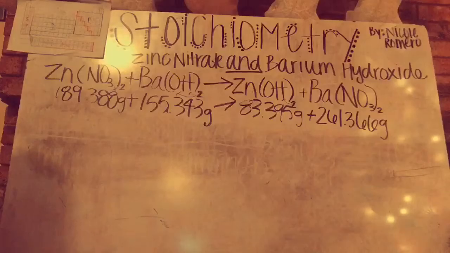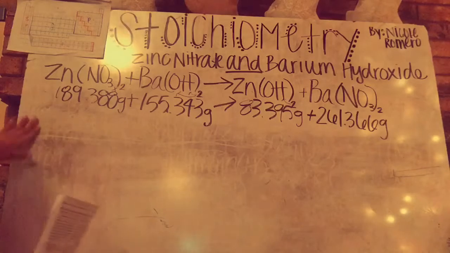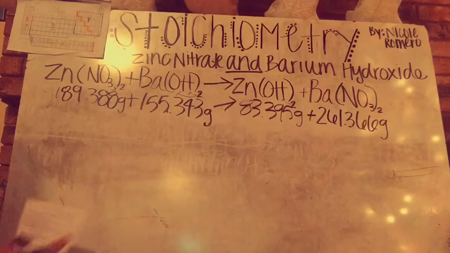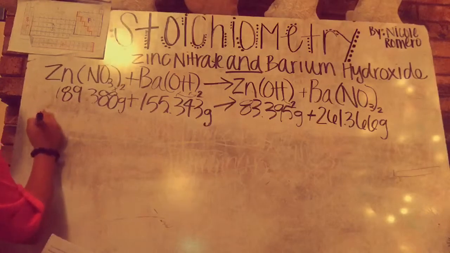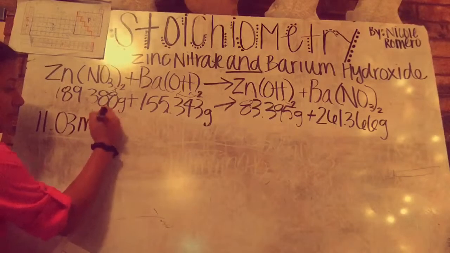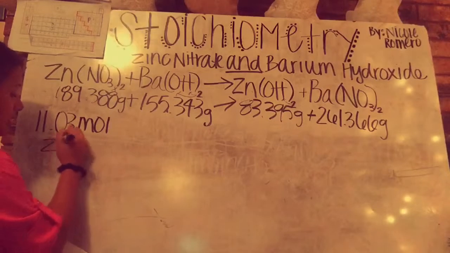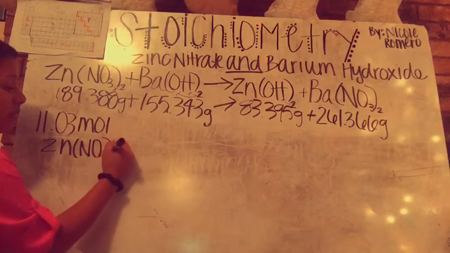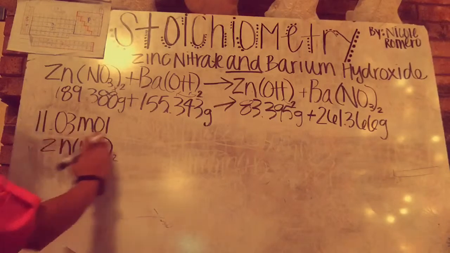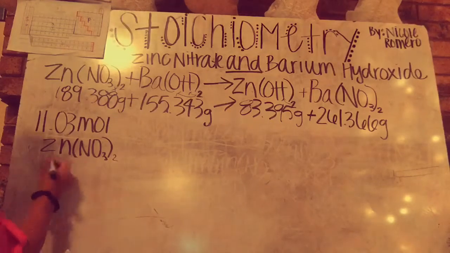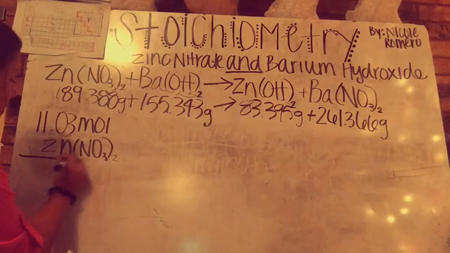So my first lesson today is going to be going from mole to mole conversions. I'm going to pick one of my reactants, zinc nitrate, and I'm going to put 11.03 moles of zinc nitrate. It's very important that you label what and how many moles you have of a certain compound. So that's going to be my first part of my chart.